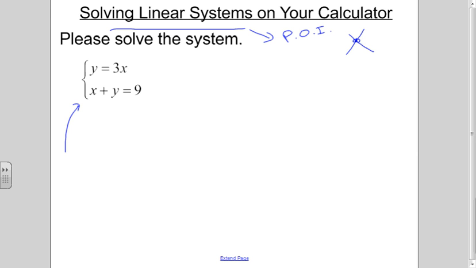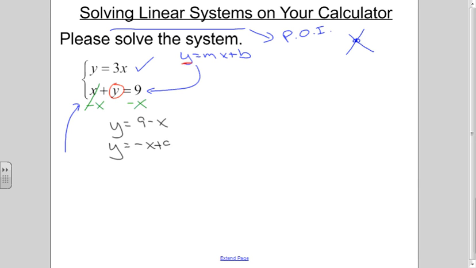One of the things that's really important here is putting both equations in y equals mx plus b form. We have that in the first equation. The second equation we don't, so we're going to have to modify that. To get y by itself, I'm going to subtract x from both sides, which will give me y equals 9 minus x, or it could be written negative x plus 9 if you would like it to look a little more familiar in relation to y equals mx plus b form.